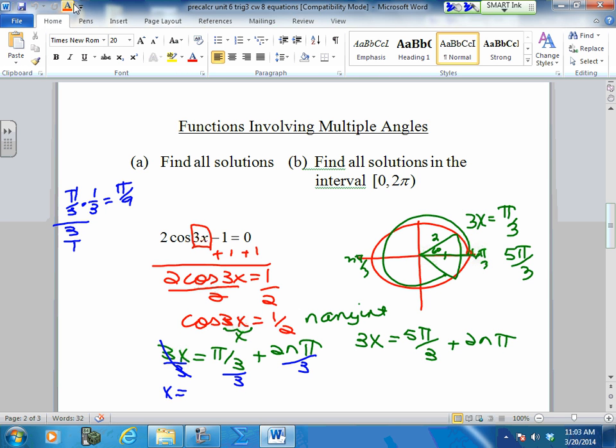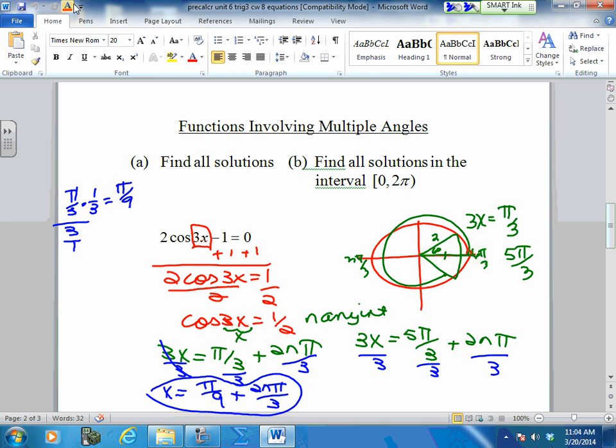Pi over 9, so pi over 9 plus 2n pi over 3. I can't reduce that anymore, so I leave it. So that's my solution in here. But I have to say n is any integer. But all we did was divide by 3. Divide by 3 here.